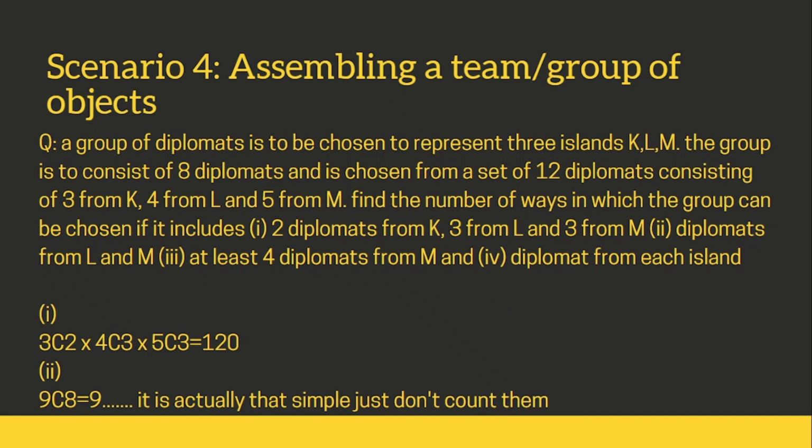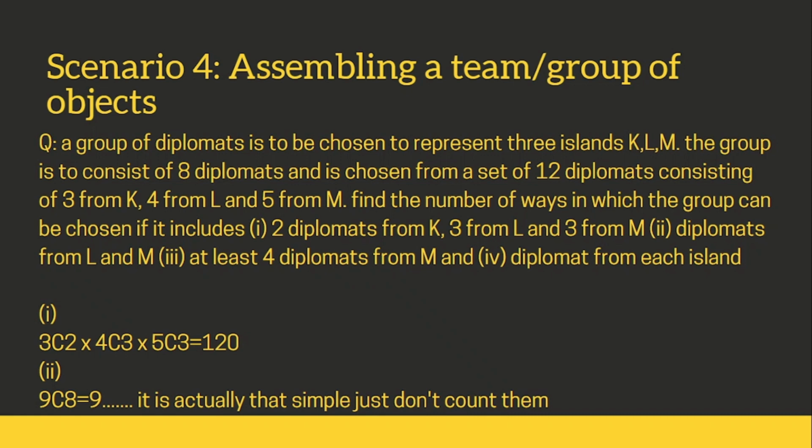Next part is about assembling a team or group of objects. So let's say a group of diplomats is to be chosen to represent 3 islands, K, L, and M. The group is to consist of 8 diplomats and is chosen from the set of 12 diplomats consisting of 3 from K, 4 from L, and 5 from M. Find the number of ways in which the group can be chosen.